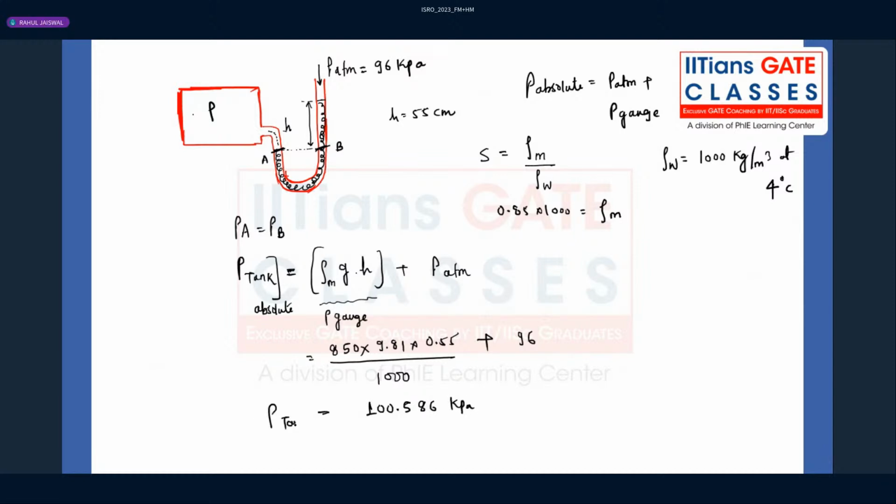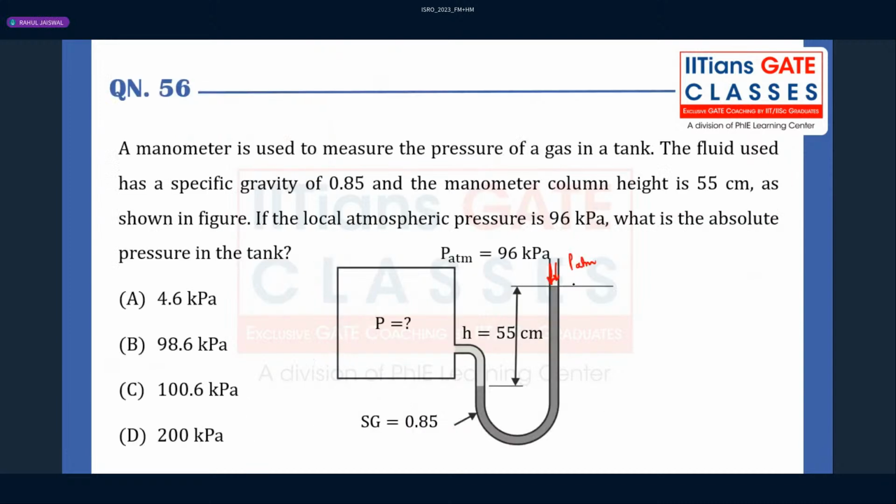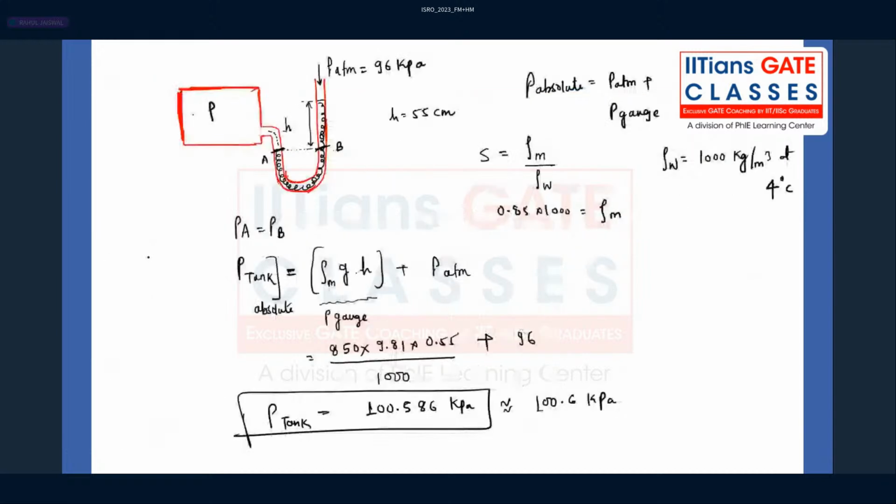That is the value of pressure in the tank, which is approximately 100.6 kilopascal. Which option is correct? C option is correct. Note down 100.6.